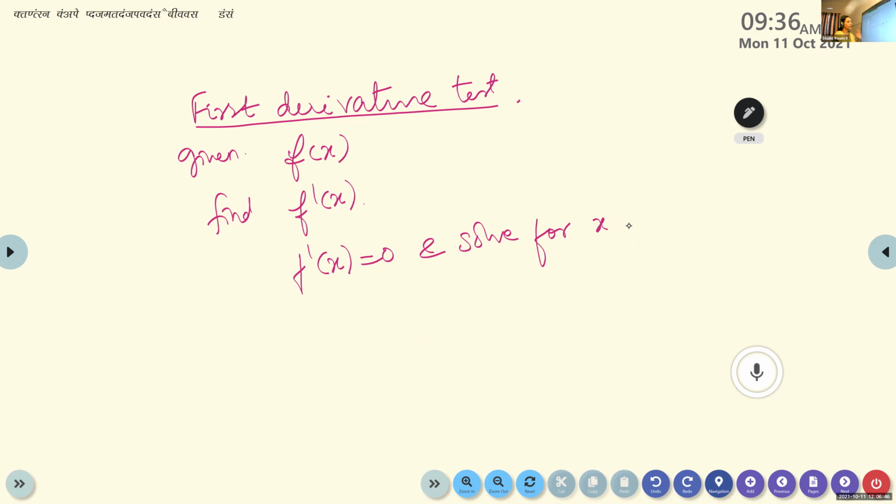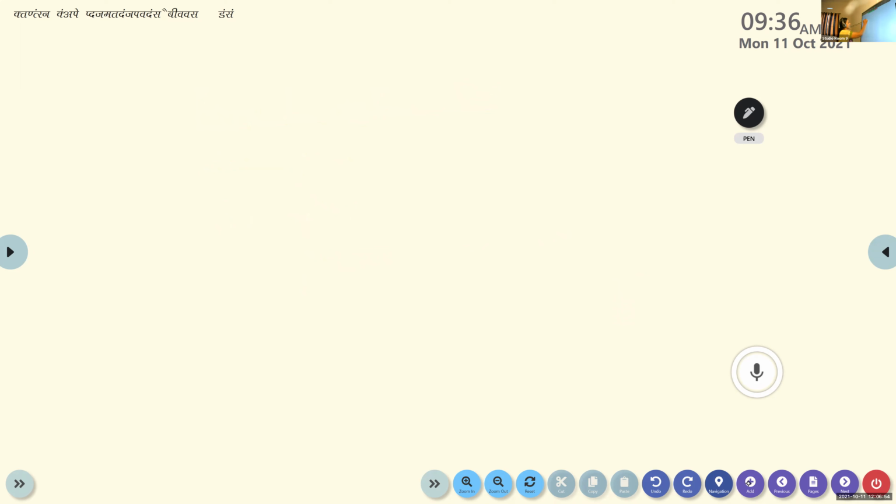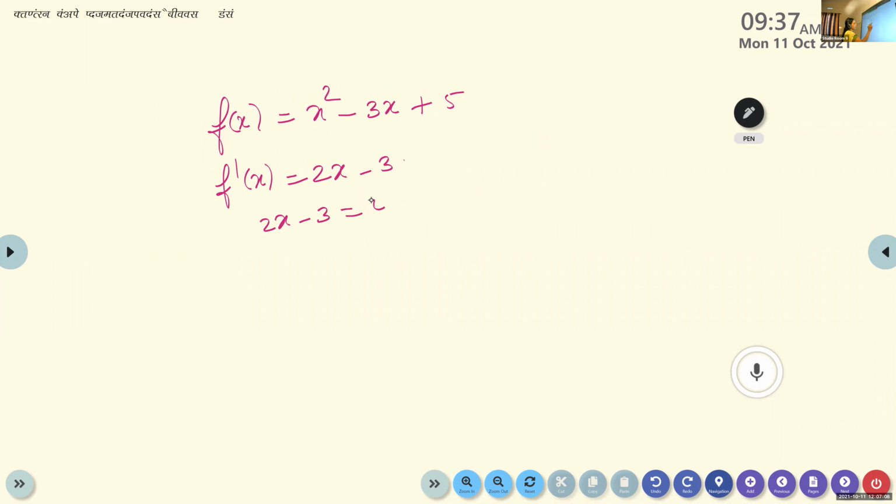Now listen, all of you listen. When you solve for x, we can take one example and check it. Suppose the function f of x is x square minus 3x plus 5. What will I do? Equate f dash of x to 0. f dash of x is 2x minus 3, so 2x minus 3 is 0, x is equal to 3 by 2. I get the x value as 3 by 2.